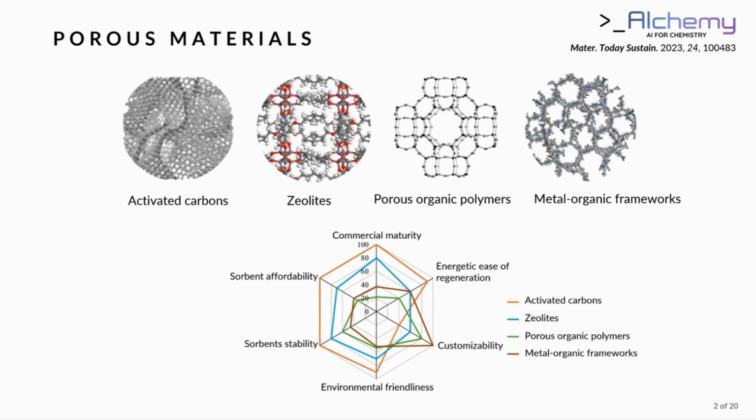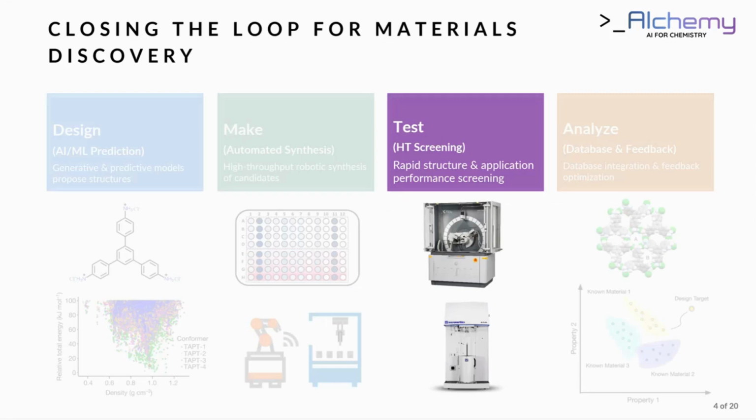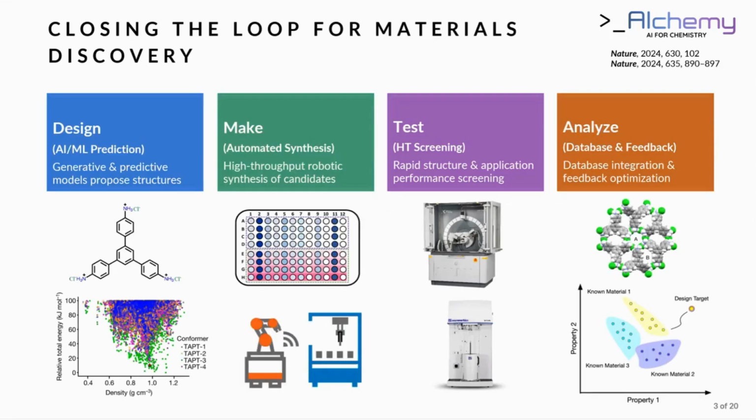To address this question, we turned to a closed loop workflow for materials discovery. This cycle integrates four stages: design, make, test, and analyze. In the design stage, computational models generate candidate structures and predict their properties. Those predictions then feed into the make stage, where automated platforms enable large-scale synthesis and reaction optimization. And the next comes to the test stage.